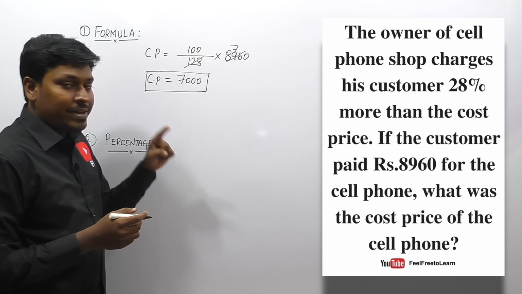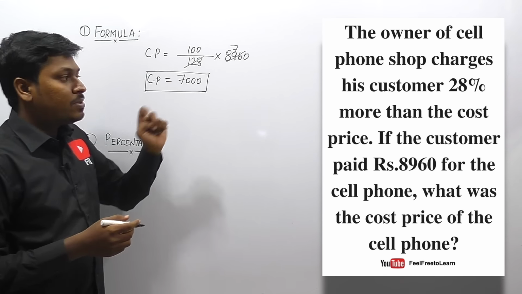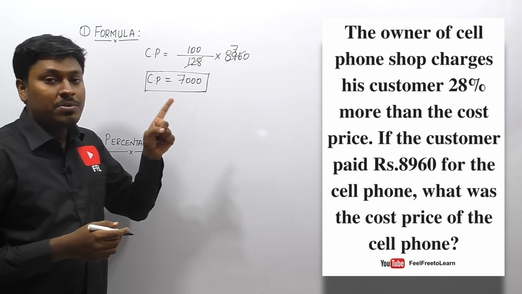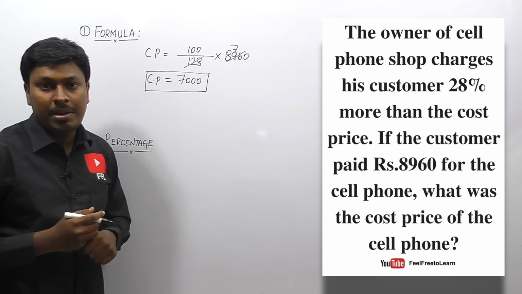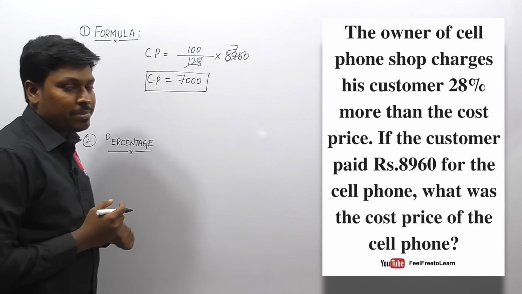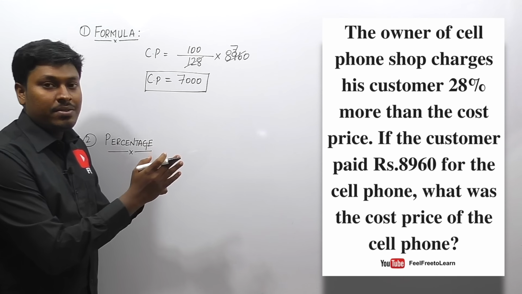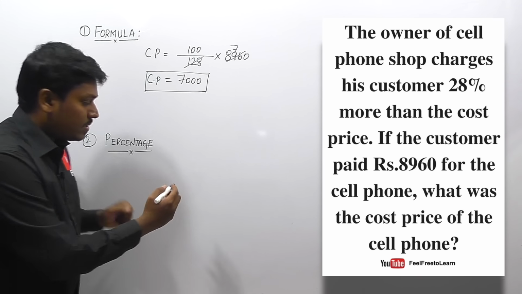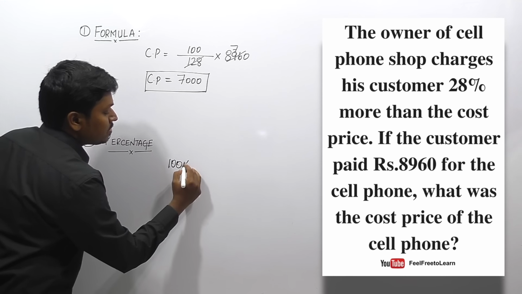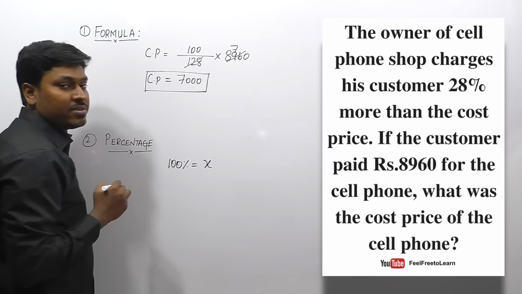With a profit of 28%, he sold the mobile to the customer for 8,960. By using the formula, we got the cost price of the mobile phone. So friends, let me move on to the percentage method. Here our target is to find the cost price. So always the cost price should be taken as 100%. So 100% is the cost price, but we don't know the cost price of the mobile phone.